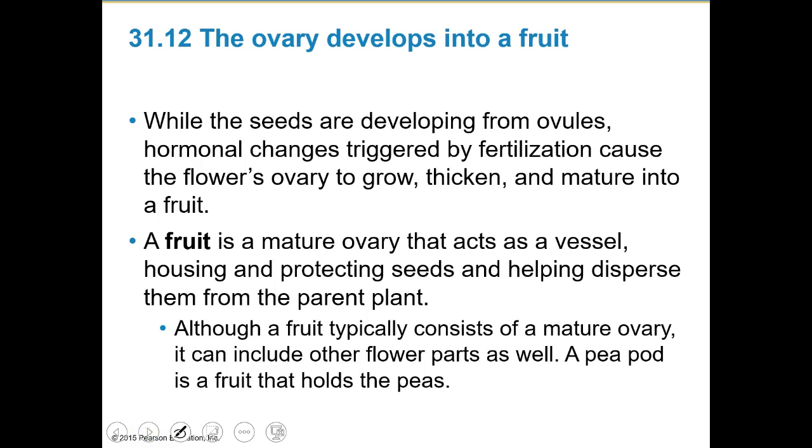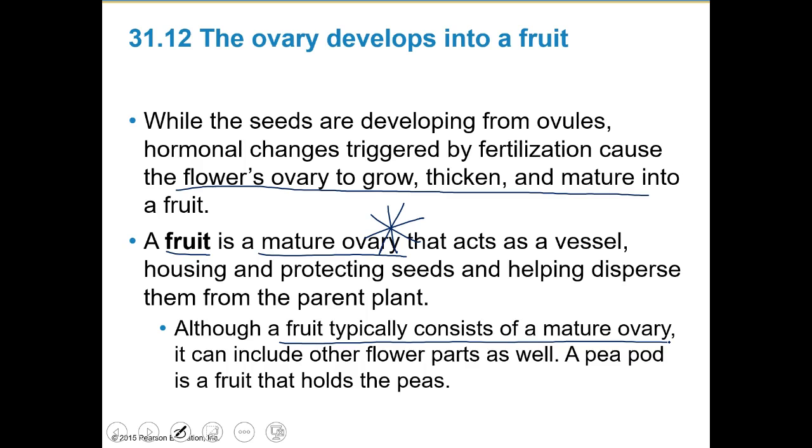While the seeds are developing from ovules, hormonal changes triggered by fertilization cause the flower's ovary to grow, thicken, and mature. So a fruit is a mature ovary. That part is key. Housing the protected seeds and helping disperse them from the parent plant. So although a fruit typically consists of a mature ovary, it can include other flower parts as well.